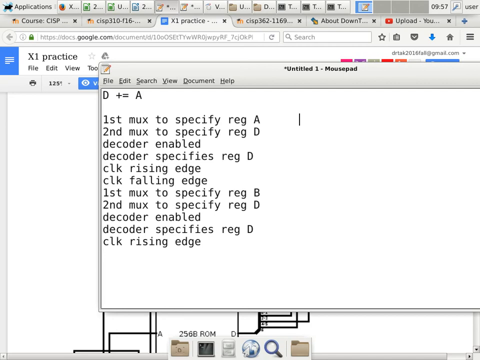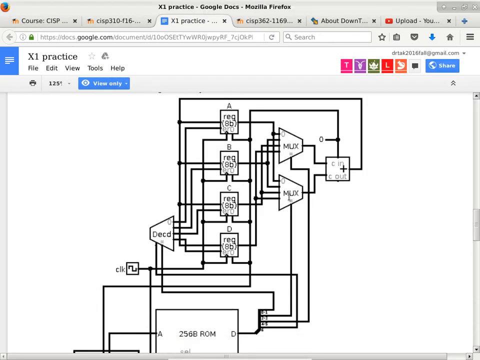So one way to do this is to specify the bit locations using numbers: 0, 1, 2, 3, this is 4, 5, okay? So we need these two to be 0, 0 to specify register A. But at the same time, we also want the second mux to specify register D. According to the schematic, the second mux connects to bits 2, 3.